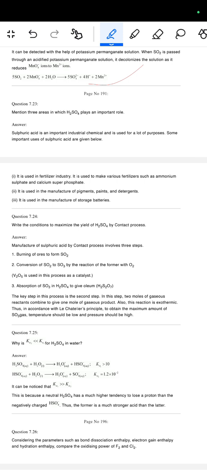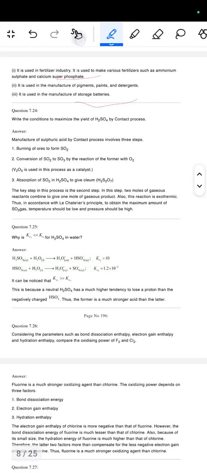So sulfuric acid is an important industrial chemical and used for a lot of purposes. Some important uses of sulfuric acid: it is used in the fertilizer industry. It is used to make various fertilizers such as ammonium sulfate and calcium superphosphate. It is used in the manufacture of pigments, paints and detergents. It is used in the manufacture of storage batteries.